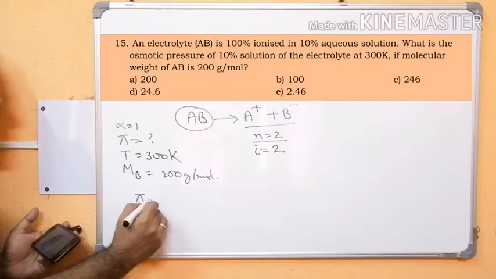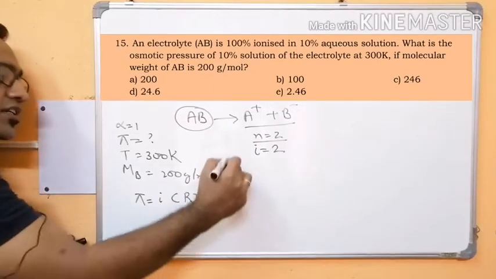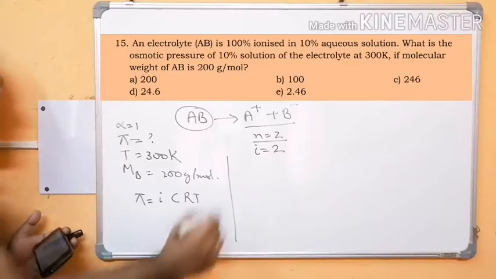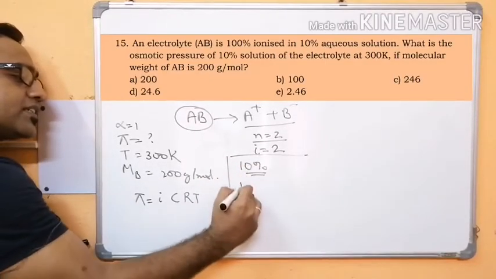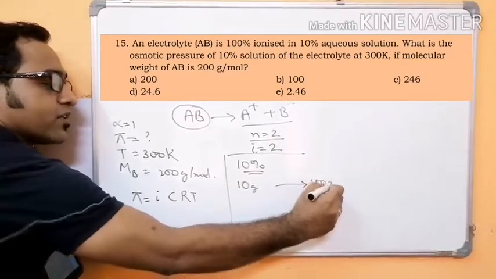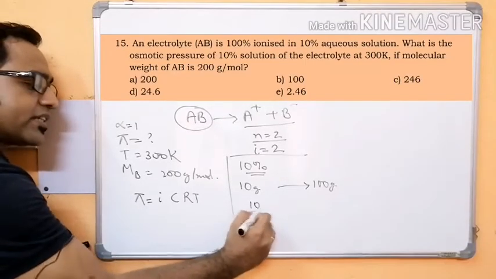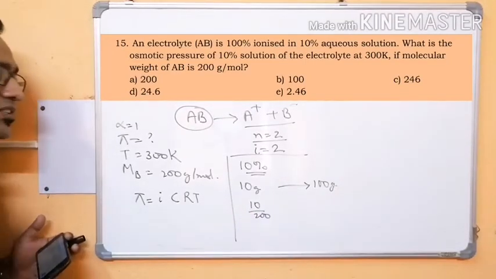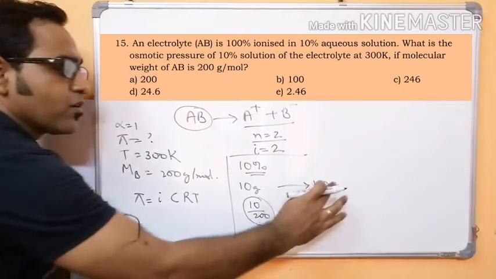So we can write pi equals i into CRT. Now the question is, what is the concentration of the solution? Since the solution is 10%, 10% means 10 gram present in 100 gram of the solution. So the number of moles is 10 divided by 200, which is the number of moles present in 100 gram or 100 ml of the solution.